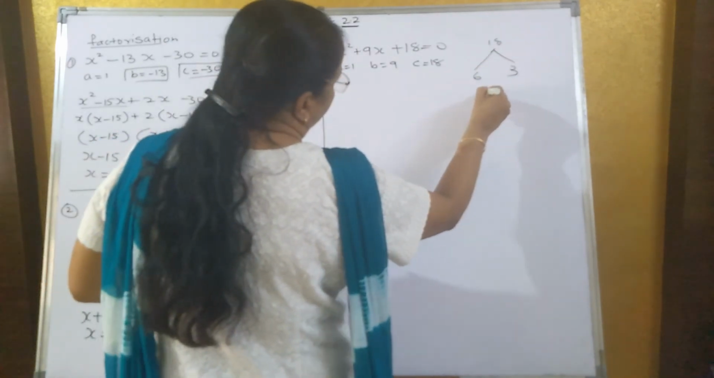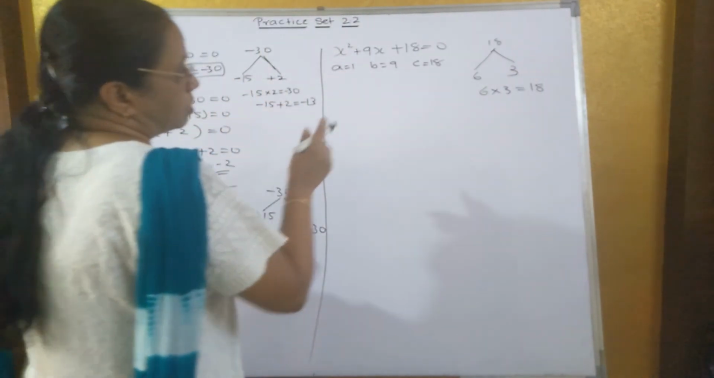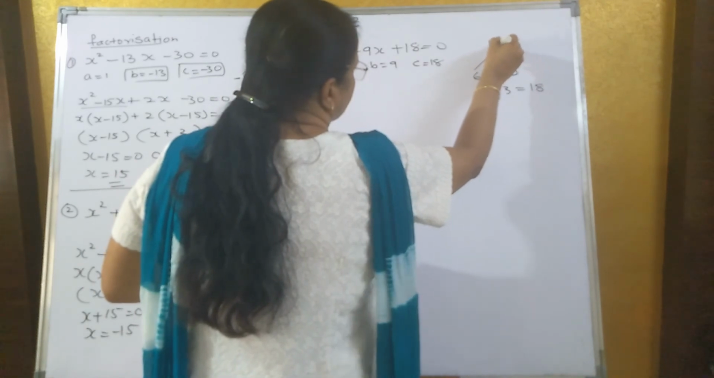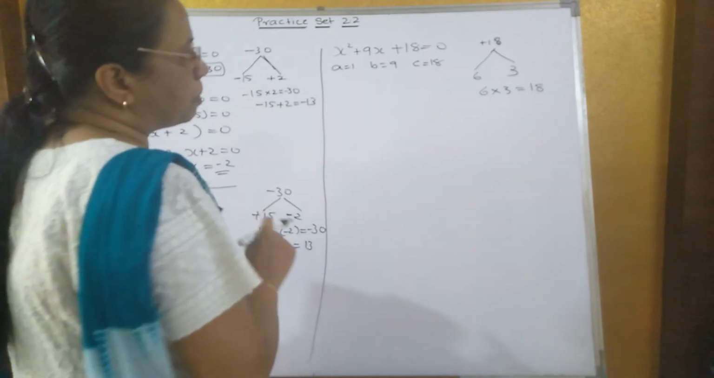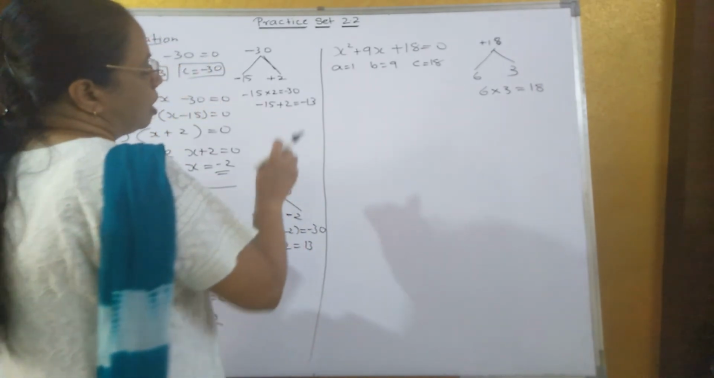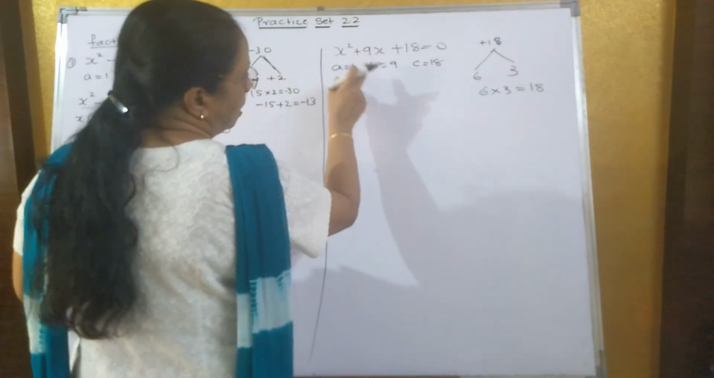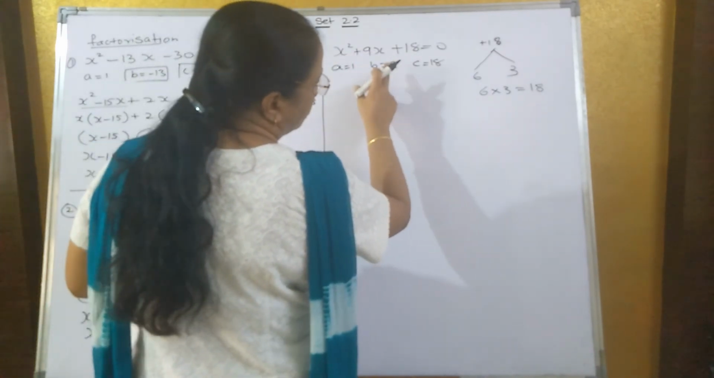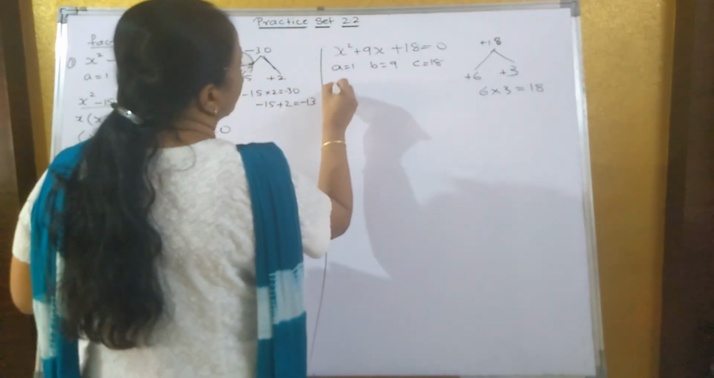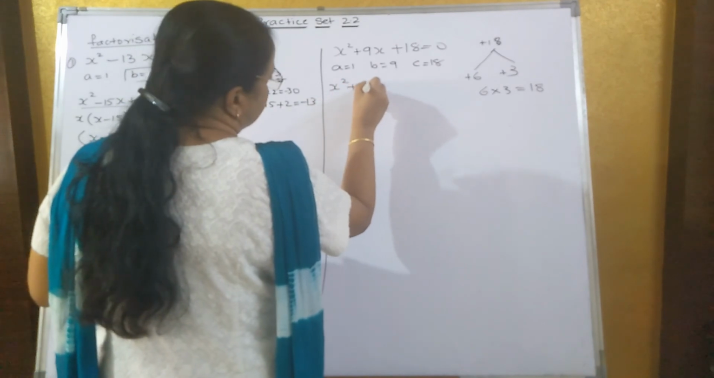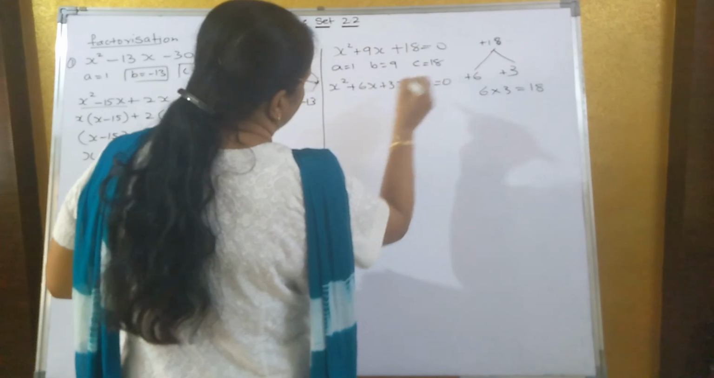Now 6 into 3 is 18. Whenever C is positive, both will get the same sign. Either both will be positive or both will be negative. How will you know whether to put positive or negative? See the middle term. B is plus 9, so plus it is. That is why both will get plus 6 and plus 3. So your equation will become x² + 6x + 3x + 18 = 0.